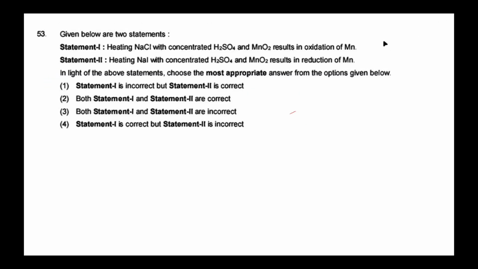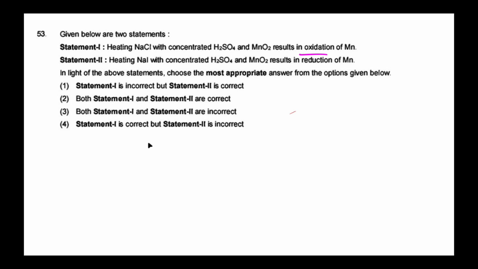The next question is, heating NaCl with concentrated sulfuric acid and MnO2 results in oxidation of manganese. Statement 1. Statement 2, heating NaI with concentrated sulfuric acid and MnO2 results in the reduction of manganese. So first of all, heating NaCl with manganese dioxide in presence of concentrated sulfuric acid, actually this reaction is a redox reaction. Both oxidation and reduction take place.